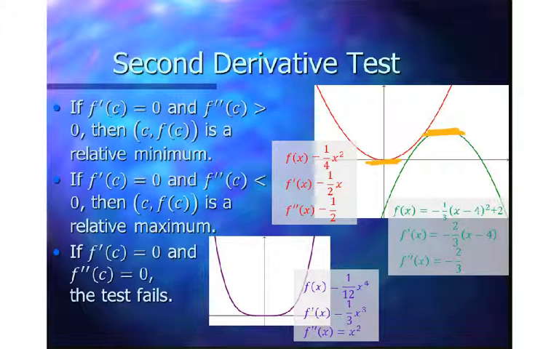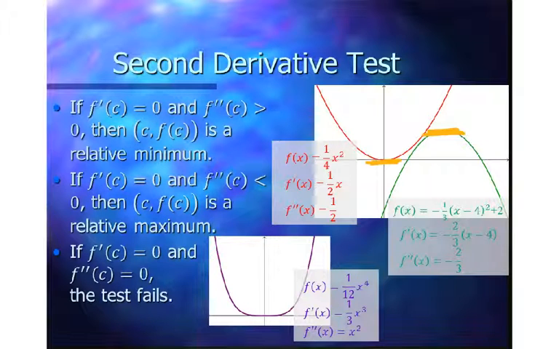Now, the second derivative test is actually less powerful than the first derivative test, because the first derivative test can find extrema if the first derivative is undefined, and it can also find extrema in other cases. For example, if f prime of c is 0 and f double prime of c is also 0, then we're going to have a case where the second derivative test fails. It just doesn't give us any information. And you can see with this purple graph down here at the bottom that that's the case.